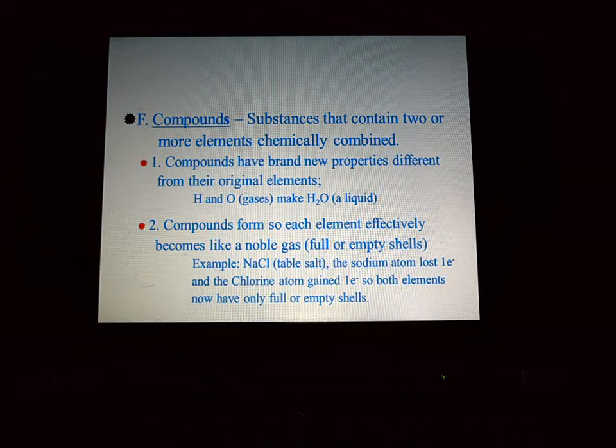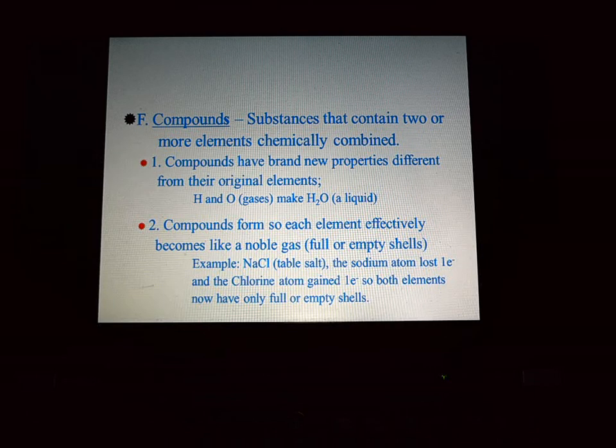Each of those hydrogens basically says to the oxygen, hey, here's somebody to share, and 6 plus sharing 2 more, oxygen thinks its entire second shell is now full. At the same time, those hydrogens are sharing 1 electron from the oxygen, so they think their 1 shell is full. Everybody thinks they have a full shell. They have formed a compound to fill up the shells.